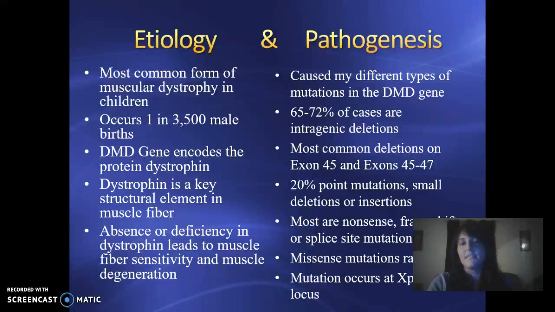DMD is caused by many different types of mutations, but the most common ones are intragenic deletions. Basically the gene is inactivated, almost like a null mutation. So when the gene is inactivated, the protein is no longer being produced, and that's what leads to the absence or deficiency of dystrophin. These are most cases, and the most common deletions are between exons 45 and 47. There are so many other types of mutations that can happen: point mutations, missense, frameshift, splice site mutations. But the intragenic deletions are definitely the most common ones.